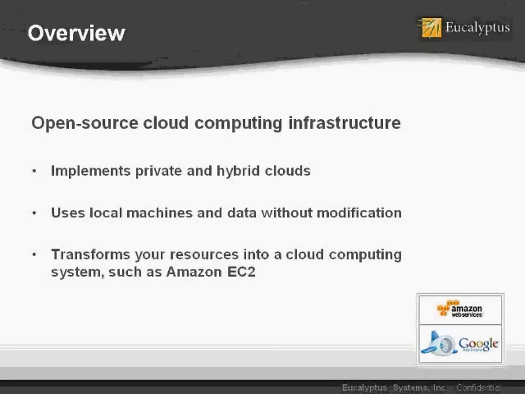The two icons there on the bottom, Amazon Web Services and Google App Engine, are there for a reason. One of them, of course, is because we are Amazon compatible. The other is because there's another open source project called AppScale, which actually can run within Eucalyptus, enabling you to have platform as a service, basically a Google App Engine emulation, as well as infrastructure as a service in the same solution with Eucalyptus.